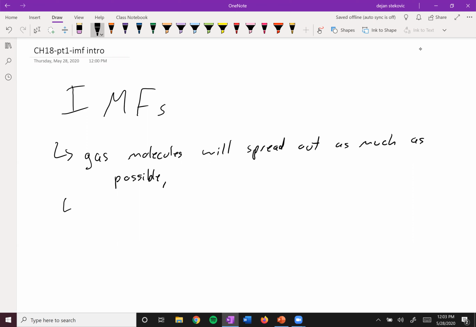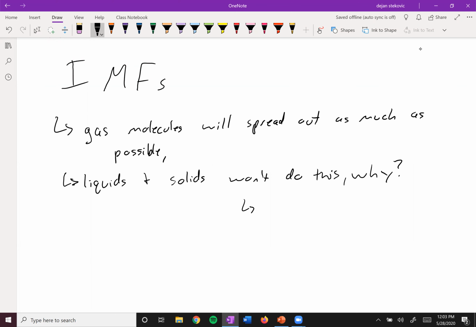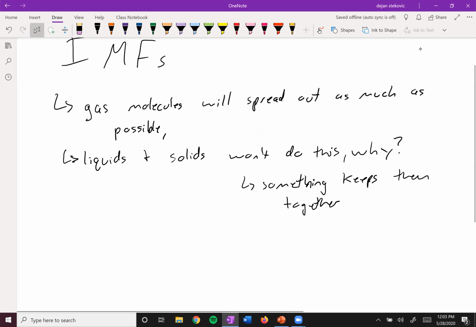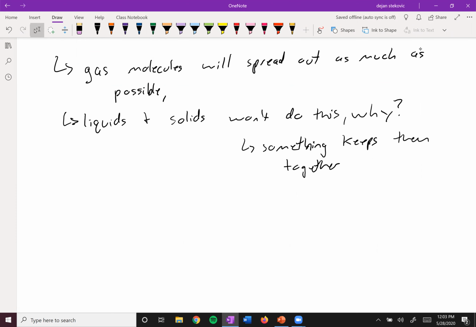However, liquids and solids won't do this. Right? They won't do this. And so naturally the question is why? Why won't they do this? Well, it's because there's something keeping them together. So there's something that keeps liquid and solid molecules from separating as far as possible. And this something is called an intermolecular force, an IMF.